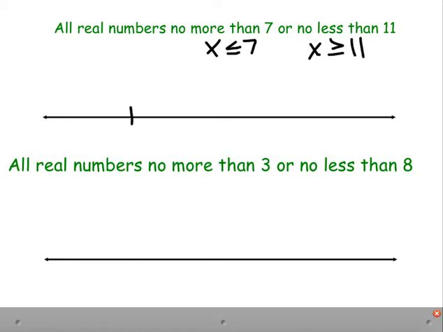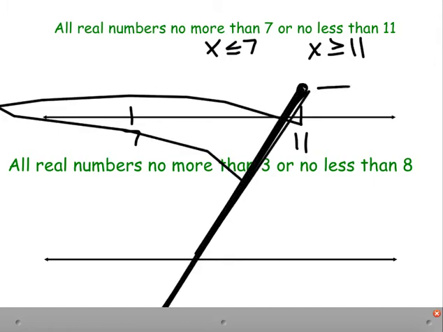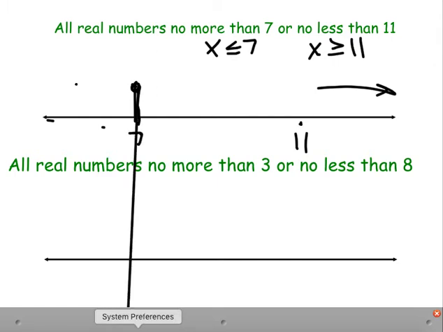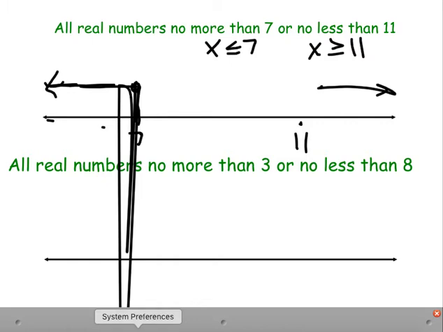And I can put this on my graph, closed dot going to the right, sorry about that. Let me erase some of those. And then for the 7, same idea, but going to the left. All right. And for the one on the bottom, we're going to have the same idea, but instead, no more than 3 and no less than 8.